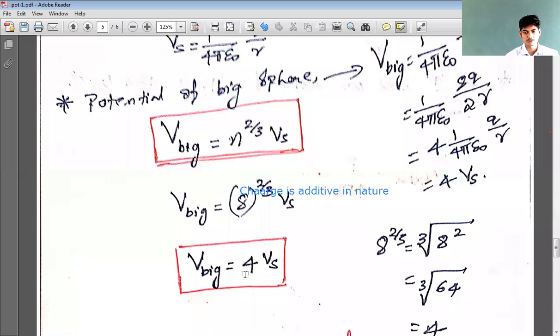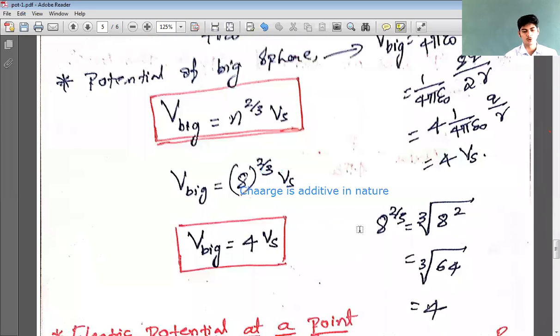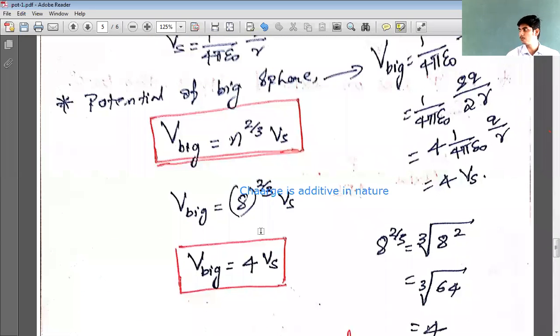Am I clear with this? If this is clear, tomorrow we'll discuss the electric potential at a point due to a dipole. Let us see tomorrow how much electric potential is created by a dipole. Am I clear with this? Yes. This part moves a little fast.